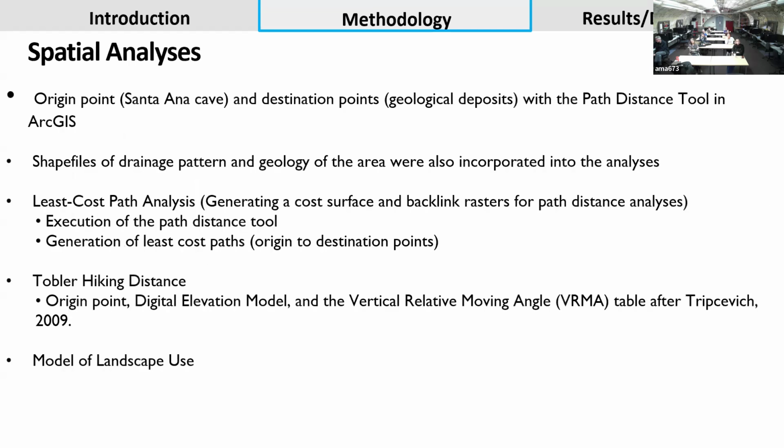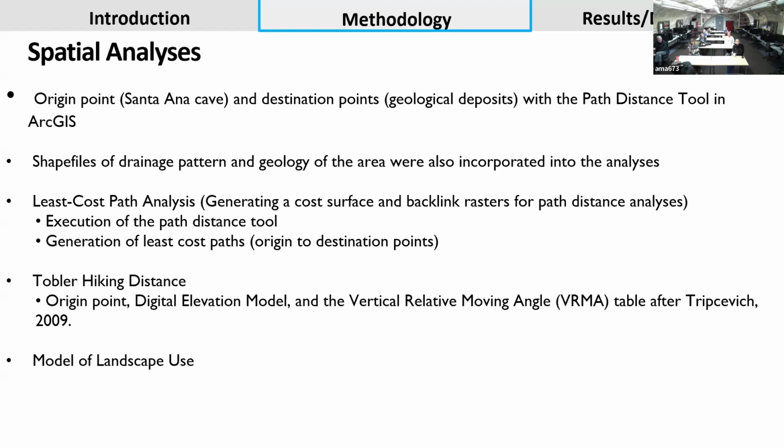Then the assumption was that Santa Ana Cave is the origin point, and all the other points where we collected samples, several places on the landscape where you can find these geological outcrops, are the destination points. So people moved from Santa Ana to all these points to collect raw material samples that were used to fashion tools found in Santa Ana Cave. The shapefiles of drainage pattern and geology, which are vector data, were incorporated into the analysis.